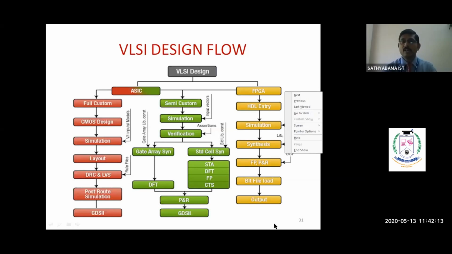Then we are going for post-layout simulation. After that, the rest of the process we are doing. Finally we are making the GDS file, graphic design file. GDS 2 or 3, nowadays it has come up to 4. This is called the ASIC flow. So in VLSI design we have the FPGA flow as well as the ASIC flow. Now we are going to see one more concept in detail, that is CMOS design.